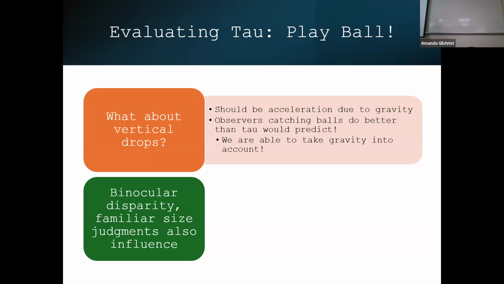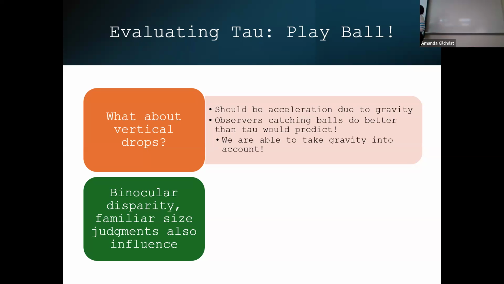Because again, Tau is assuming a constant velocity. It should not be able to take into account acceleration change due to gravity. But it turns out you and I are capable of taking gravity into account when we catch things. So Tau doesn't explain everything. And apparently you and I have a built-in factor to account for gravity.